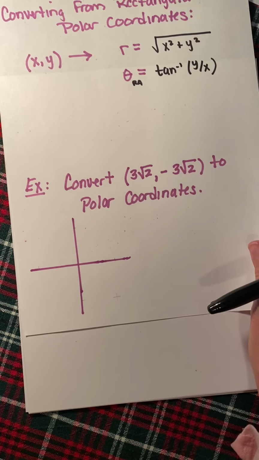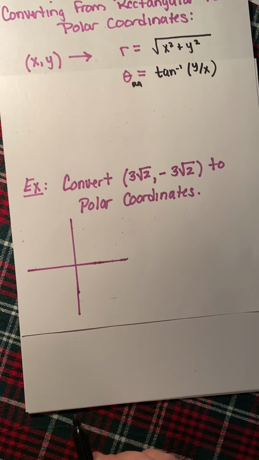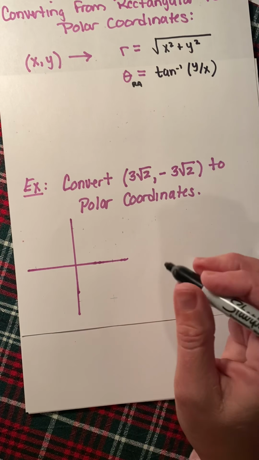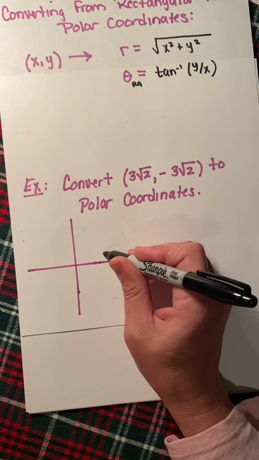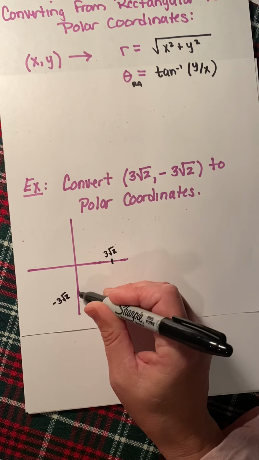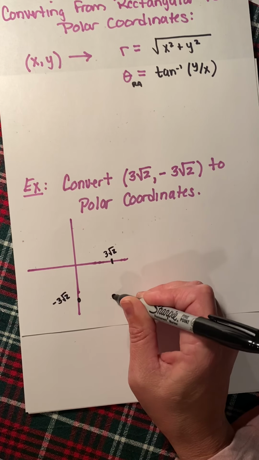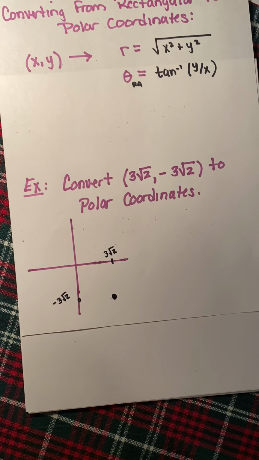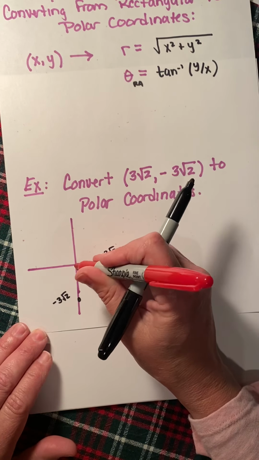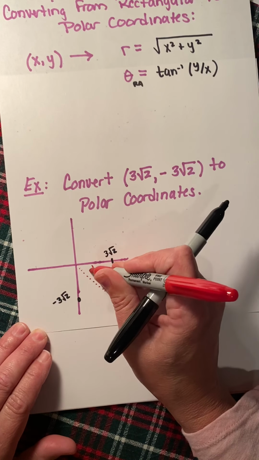Let's convert 3 square root of 2, negative 3 square root of 2 into polar coordinates. So 3 square root of 2, let's just say it's about right here. Negative 3 square root of 2 is right here. So they're going to meet at this point. That's the point in rectangular coordinates. Now we're going to convert this into polar coordinates. So we're looking for two things: this distance right here, and this angle.